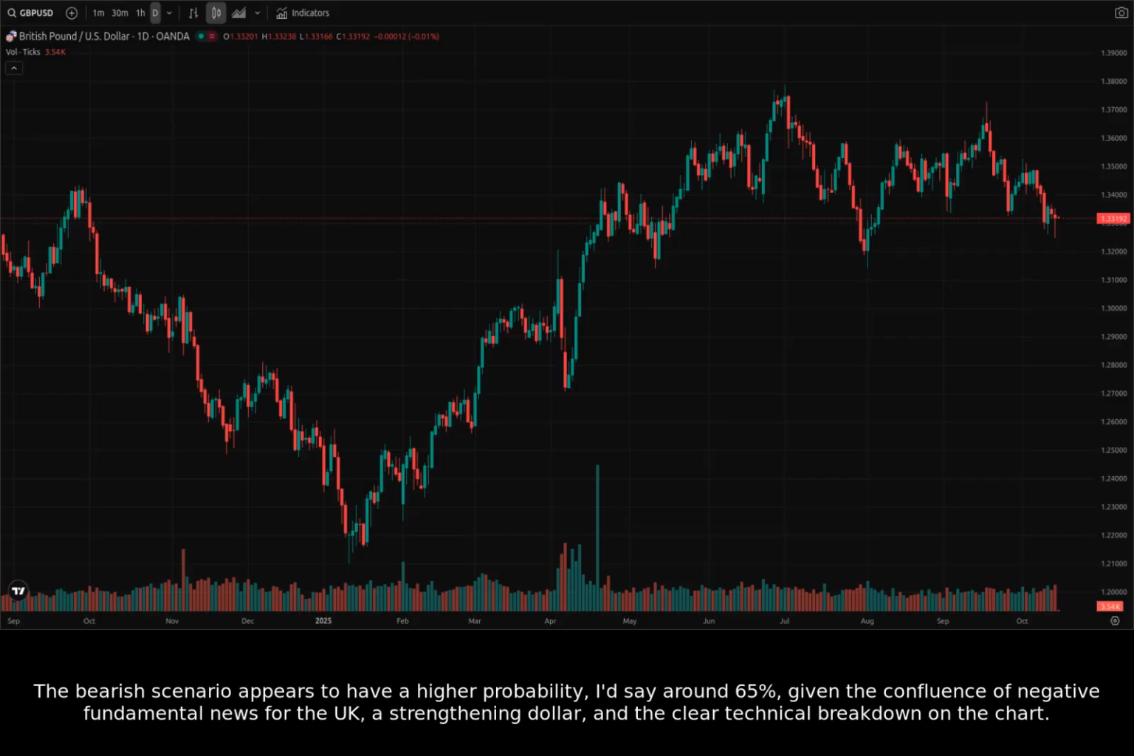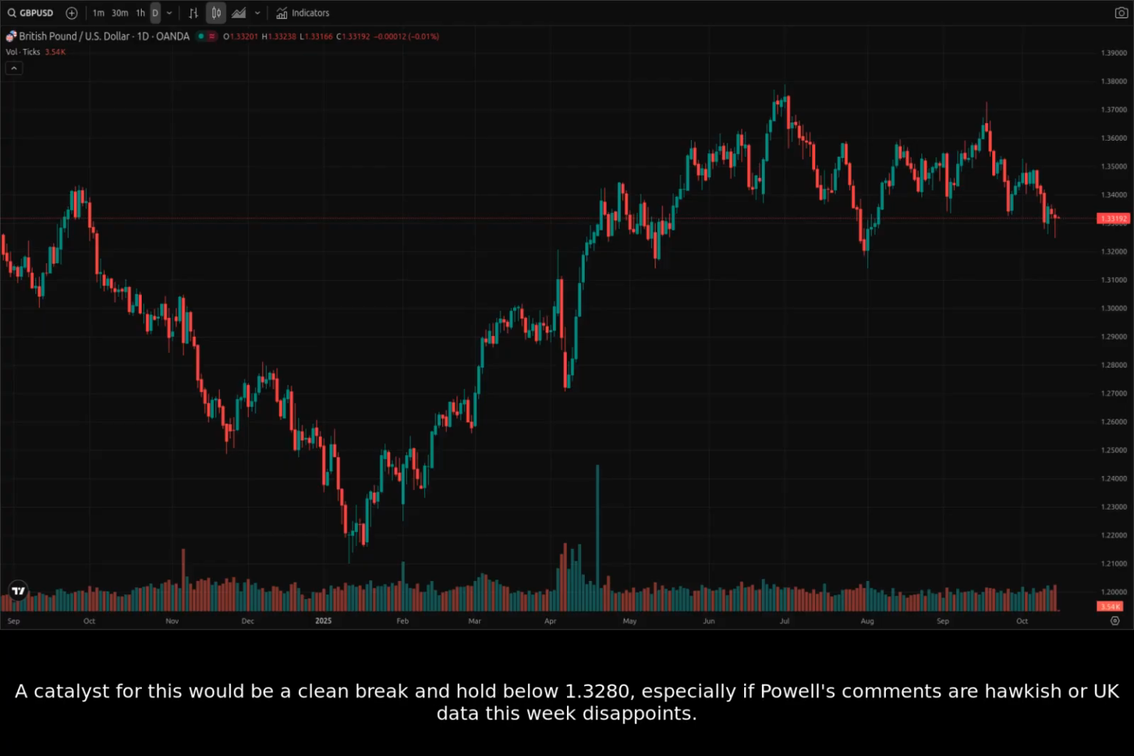The bearish scenario appears to have a higher probability, I'd say around 65%, given the confluence of negative fundamental news for the UK, a strengthening dollar, and the clear technical breakdown on the chart. A catalyst for this would be a clean break and hold below 1.3280, especially if Powell's comments are hawkish or UK data this week disappoints.